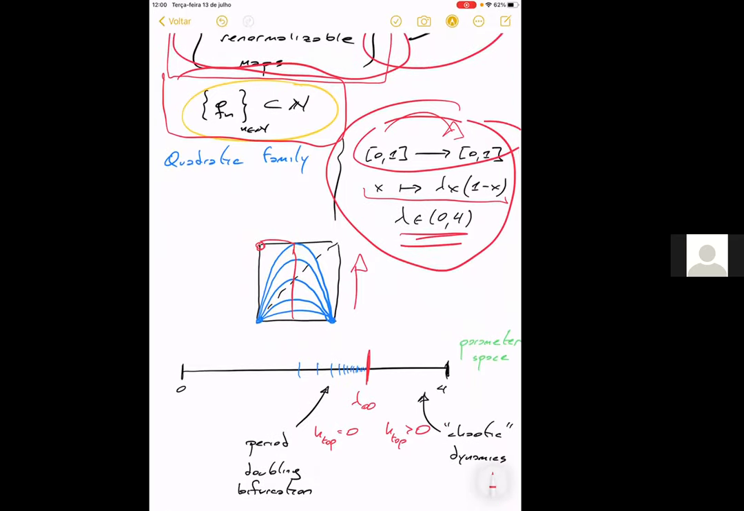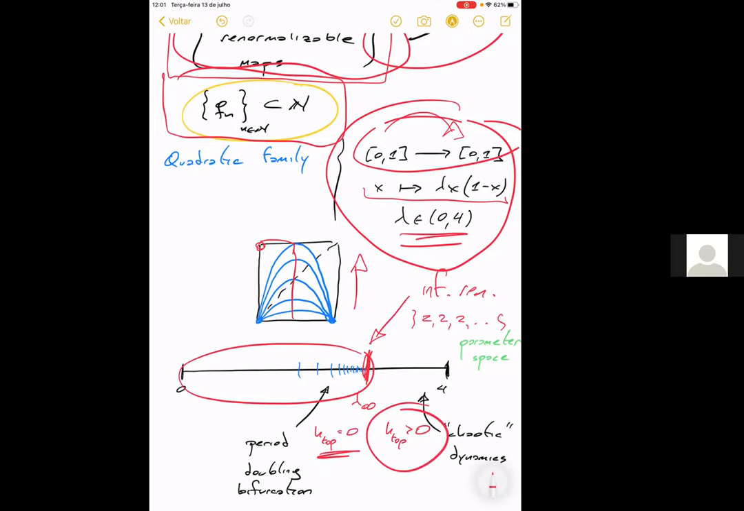I'll just make a rough picture here, but there is a parameter, this one, lambda infinity, which is in fact an infinitely renormalizable map, and the periods here are always 2. So this lambda infinity is some parameter, it doesn't matter which, and it's always renormalizable with periods 2, 2, 2. And before this parameter, all your maps have zero topological entropy, and after it, all your maps have positive topological entropy. So the first infinitely renormalizable parameter corresponds to the boundary between zero and positive topological entropy.